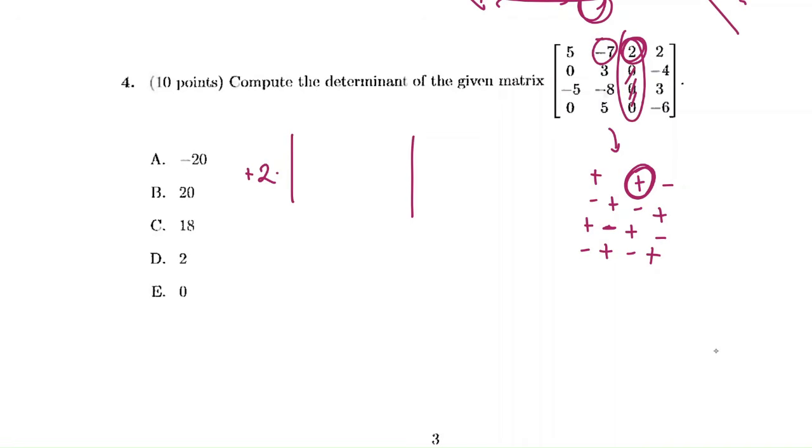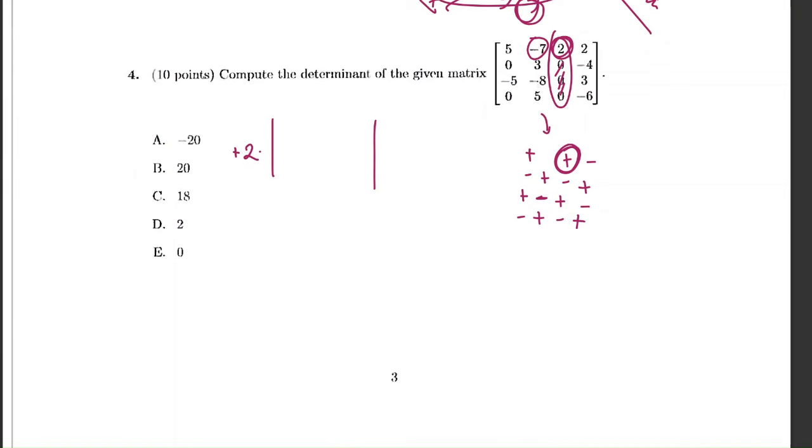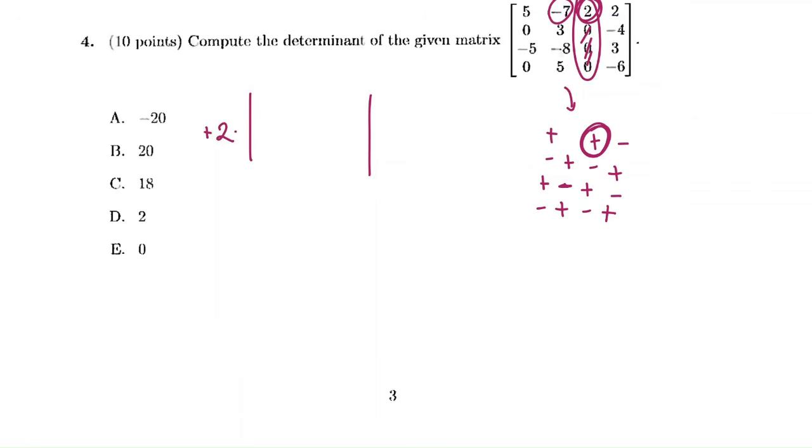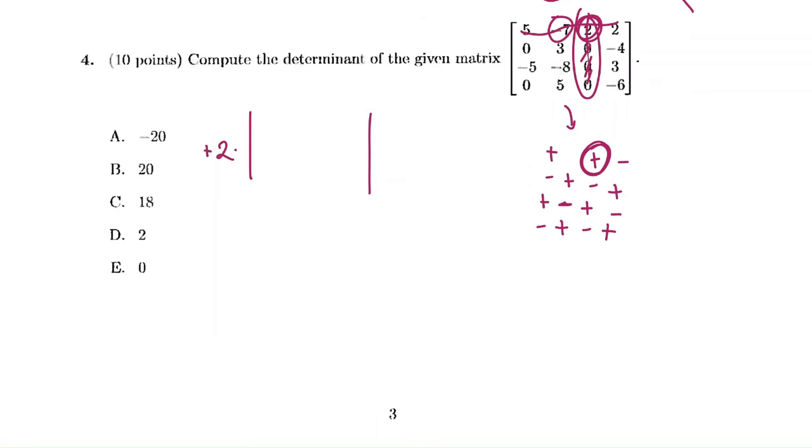So +2 times, then we delete the column and row. We're deleting the column and row of the original matrix and find the determinant of that, which gives us 0, 3, -4, -5, -8, 3, -6, 5, 0. And then we can do cofactor expansion along this row to find the determinant of this, because again it's a lot easier since all your other entries are going to be 0.